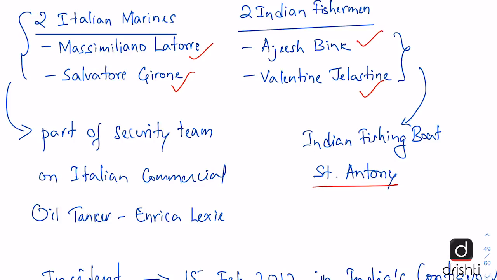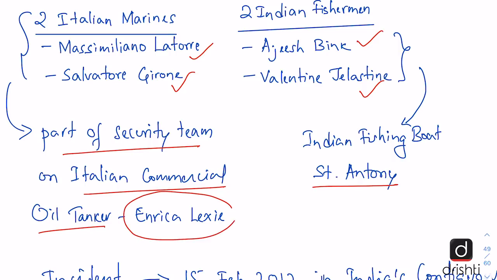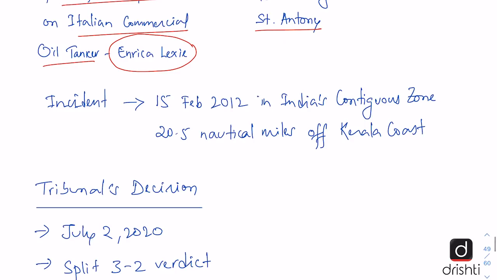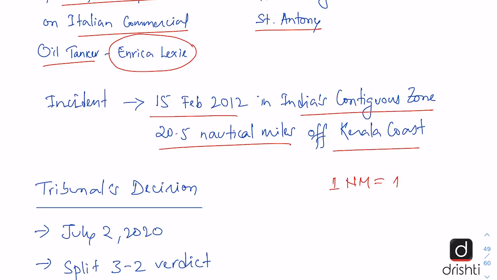And these two Italian marines were part of a security team on the Italian commercial oil tanker known as Enrica Lexie. And the incident happened on 15th of February 2012 in India's contiguous zone, 20.5 nautical miles off Kerala coast. Now here we should know that 1 nautical mile is equal to 1.85 kilometers. And the distances as well as speed on sea are measured in nautical miles.